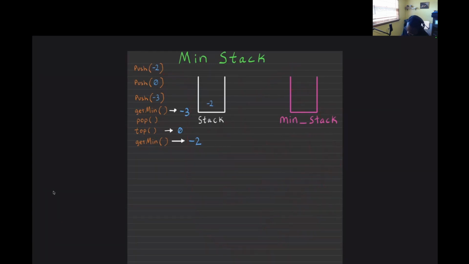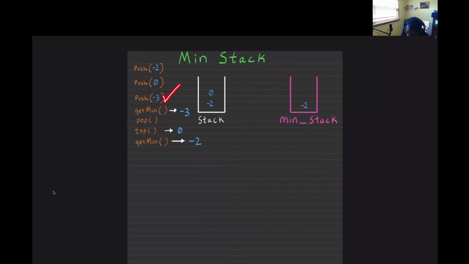So the first case here, this is empty, right? So we automatically add this pushed value, okay? Now we get to 0. So remember, the main stack always takes in what we push in. But does this 0 go to the minStack? It does not, because 0 is greater than -2, okay?